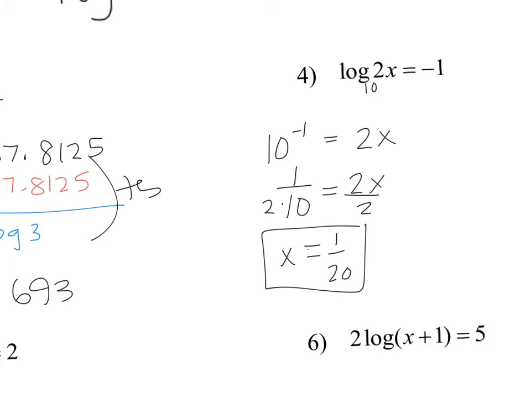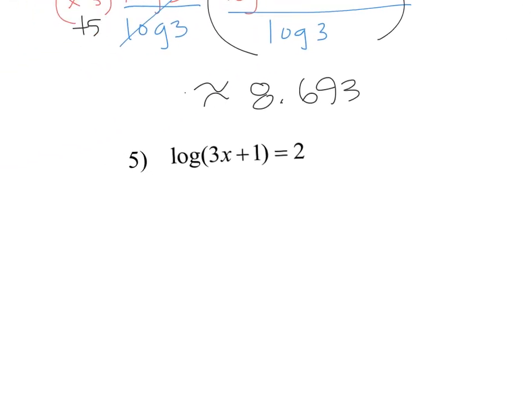So if you have a logarithm, get the log by itself, isolate the log, and then write it as an exponential equation. So this one, the log is by itself. There's no constant and no coefficient. So I'm going to write this as base 10. So it's 10 squared equals 3x plus 1. So 100 equals 3x plus 1. Subtract 1, you get 99. So x has to equal 33.